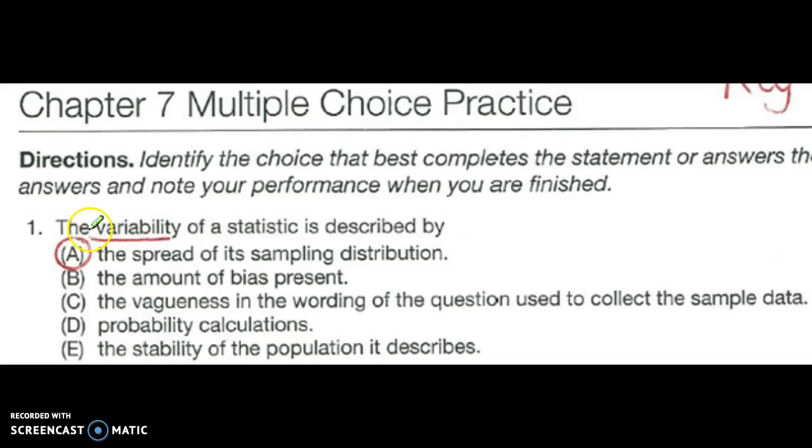In problem 1, we're asking the definition of variability. Variability is the spread of scores. My next choice, bias present, has to do with sampling method. Vagueness of wording has to do with sampling method. Calculating the probabilities has to do with z-scores.